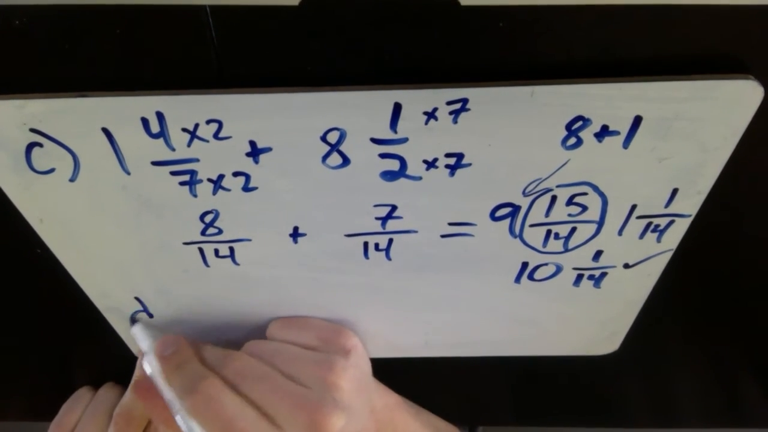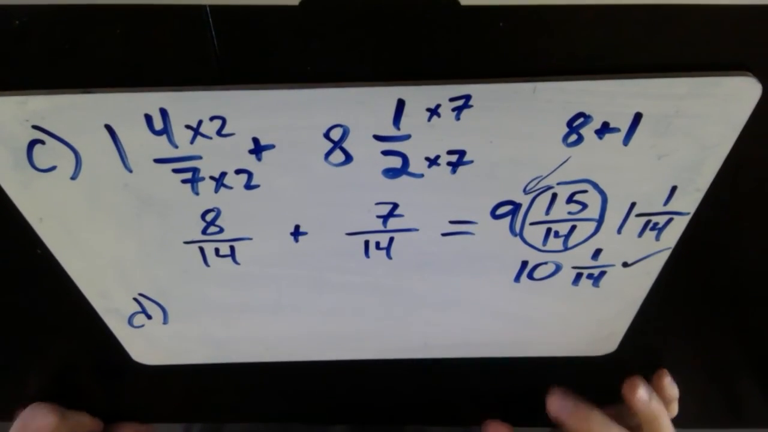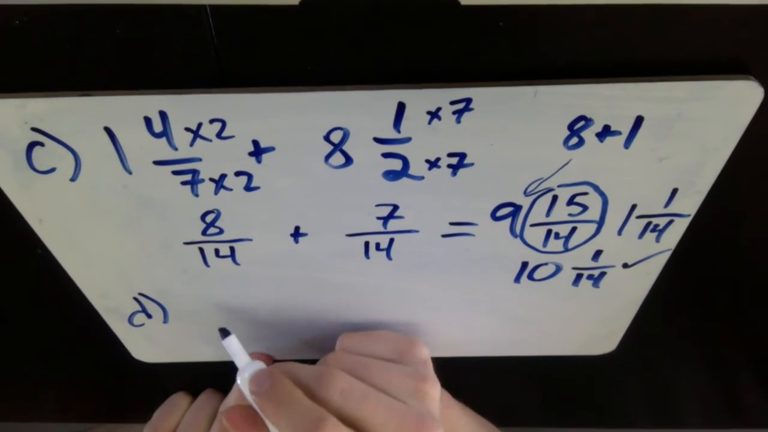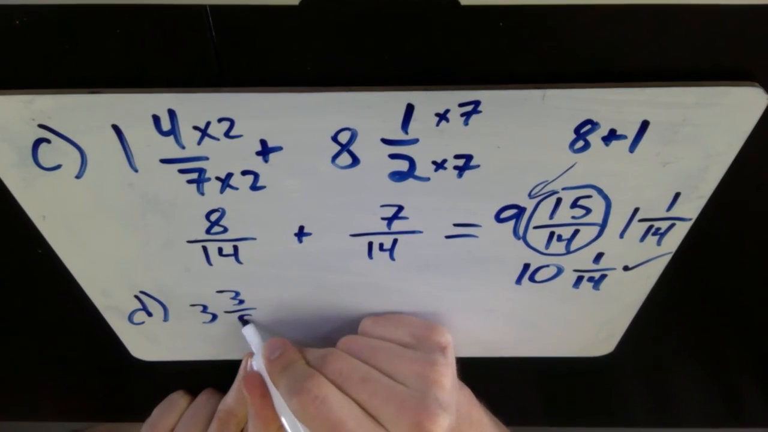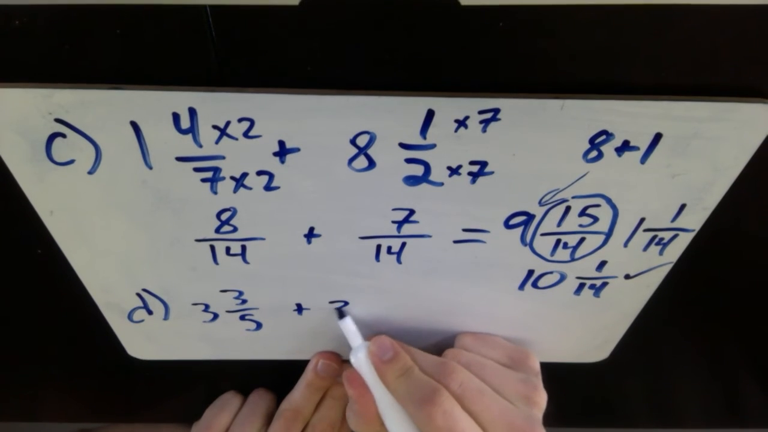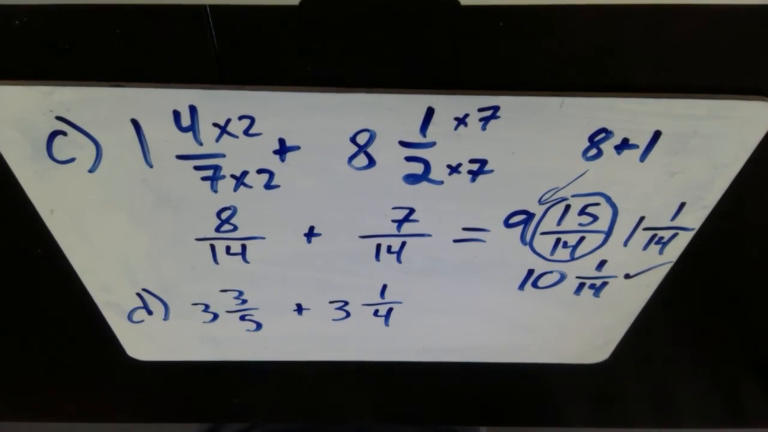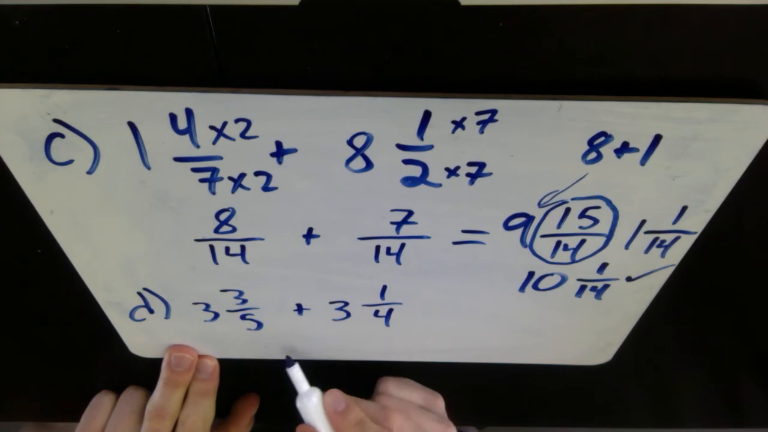D. Once again, you can always pause the video if you need to go through and reason some of these things out. We have for D 3 and 3 over 5 plus 3 wholes and 1 over 4. So to do the work here, we need to once again find a common denominator. And we'll write our new fractions down here.